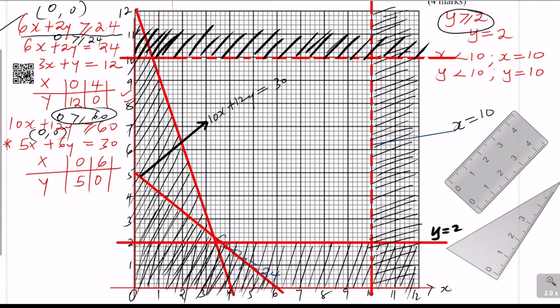So after doing that, now we have presented all the required inequalities. All the lines are there, and the unwanted sides are shaded. The side that is left is the required region. So that is how you do that question: shade the unwanted side. You can go to the other question.